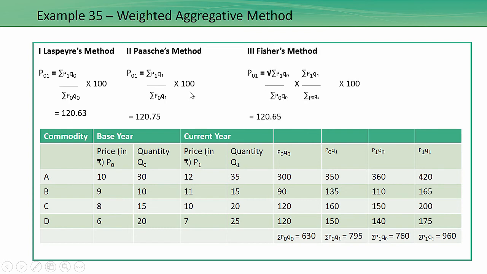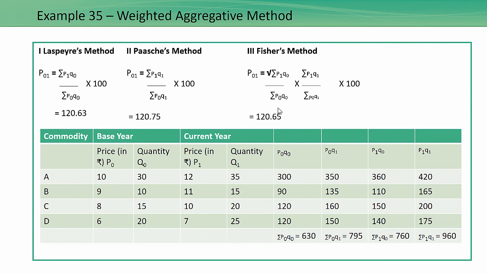The last method, Fisher's method, is square root of summation of P1Q0 divided by summation of P0Q0 into summation of P1Q1 divided by summation of P0Q1. Okay, find out the square root and multiply with 100. The answer you will get is 120.65. So this is the weighted aggregative method.